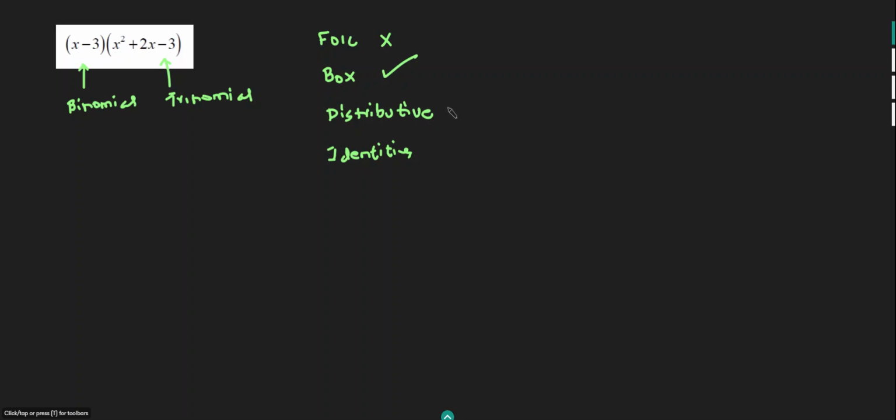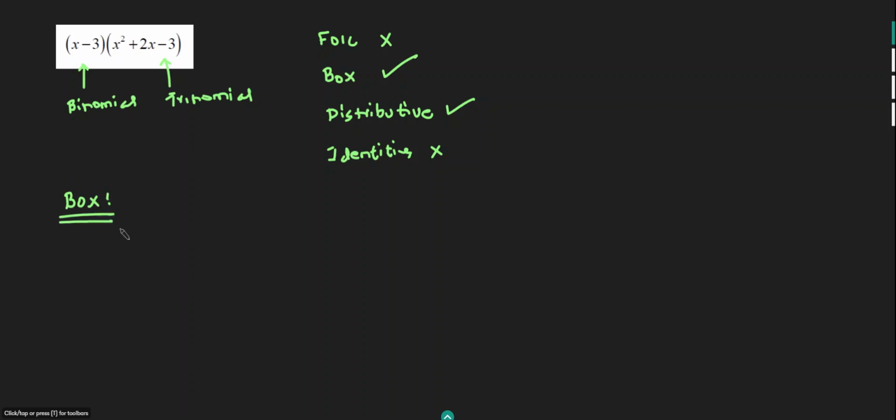And then the distributive method which we can use. However, we don't have any suitable identities method to multiply these two polynomials. So we don't have an identities method. Here we are going to solve using the box method.